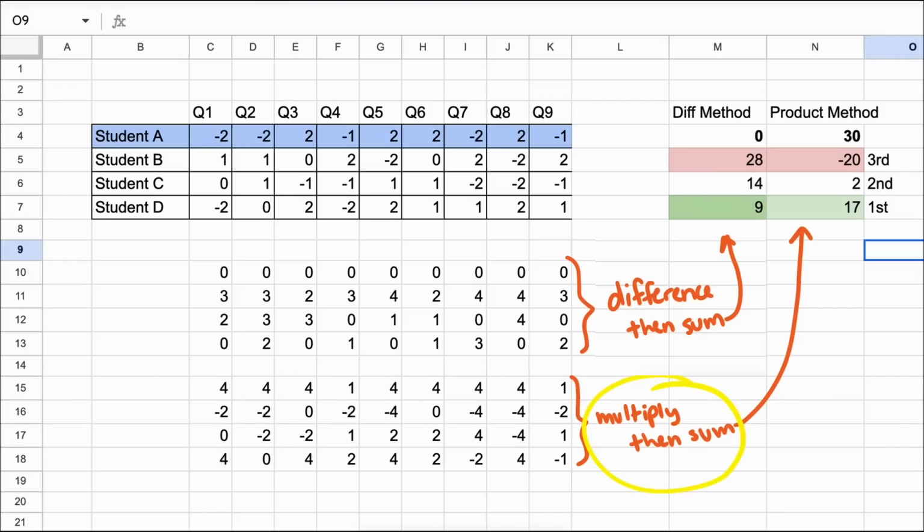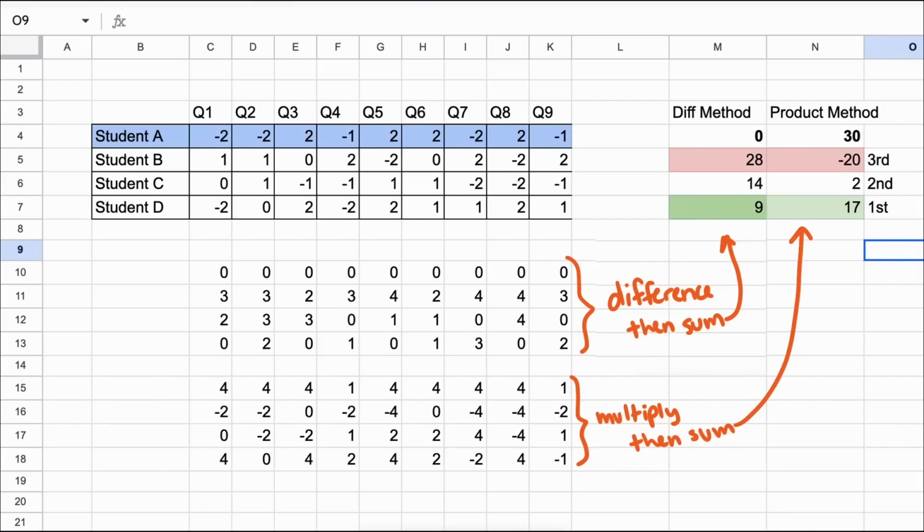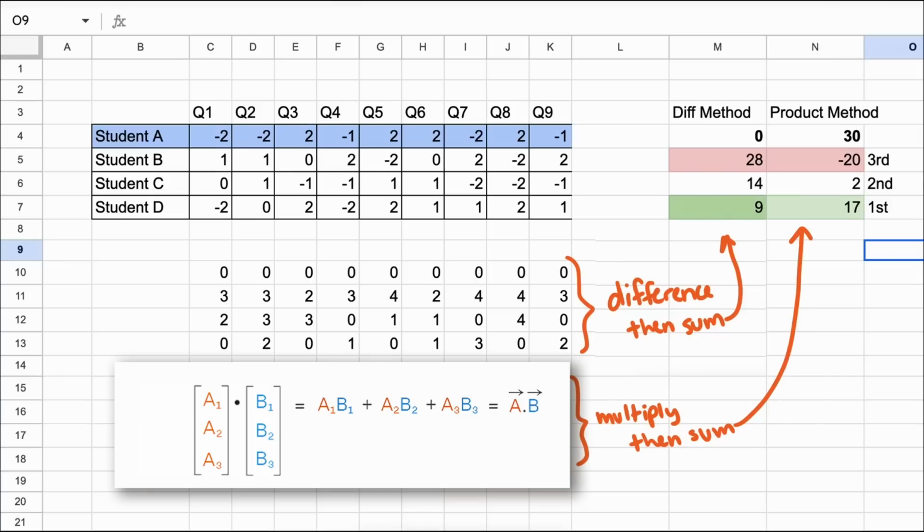Actually, this multiplication method is exactly what the dot product is. We take 2 vectors with corresponding values in each row, multiply them together, and then add them all up. This operation is so useful and widely used, it even has its own notation, a large dot.